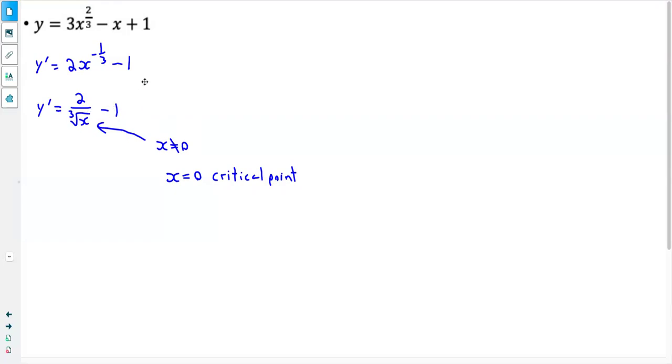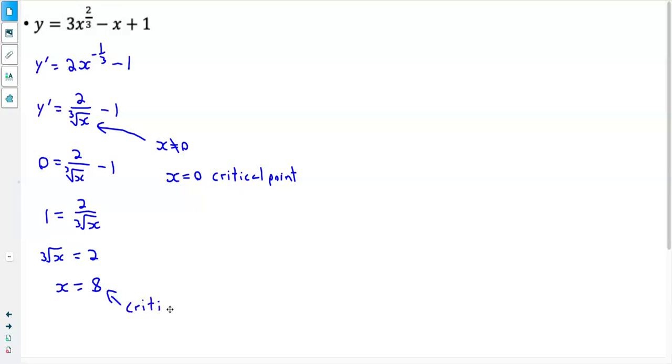Now we want to find what value of x makes our equation equal 0 to find a maximum or minimum. So if we put 0 in, we've got 0 equals 2 over the cube root of x, minus 1. We'll move the 1 to the other side, so 1 is equal to 2 over the cube root of x. Multiply both sides by the cube root of x, we get cube root of x equals 2. So therefore, x is equal to 8. So this would be our other critical point, which would be a maximum or minimum.